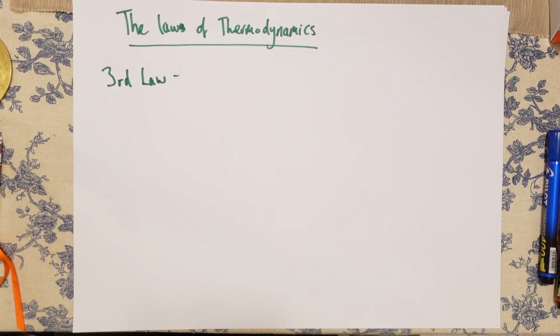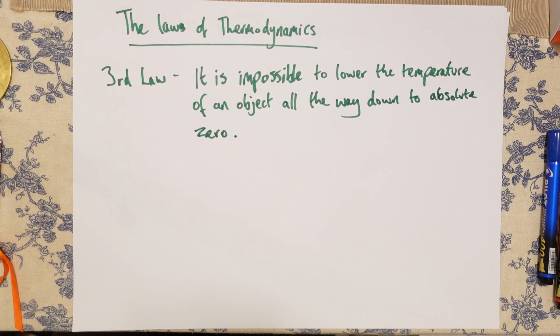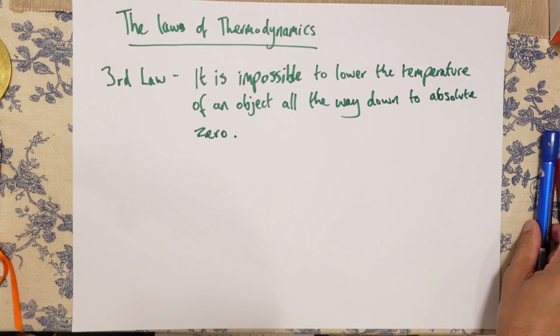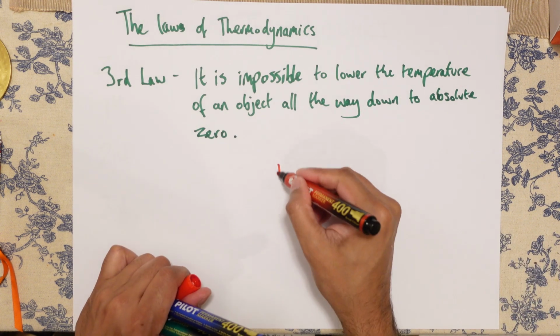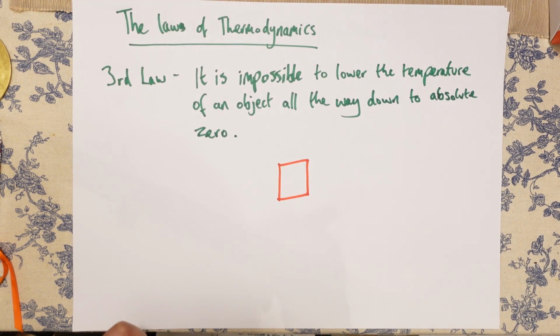This leads us to the third law of thermodynamics, which states that it is impossible to lower the temperature of an object all the way down to absolute zero. Now, you may be wondering, why is this? Well, it all comes down to how you have to cool an object down. So suppose you got an object over here. Let's draw it in red, like so. And it's got a little bit of warmth, but it's fairly cold.